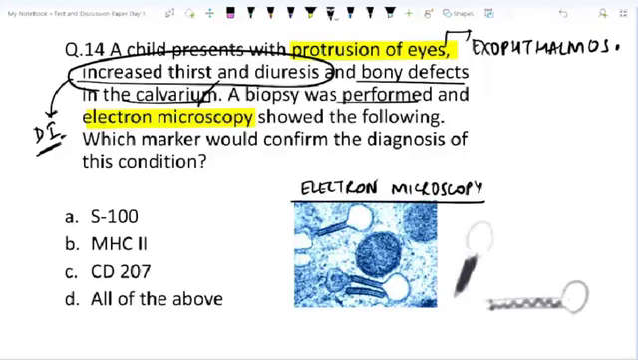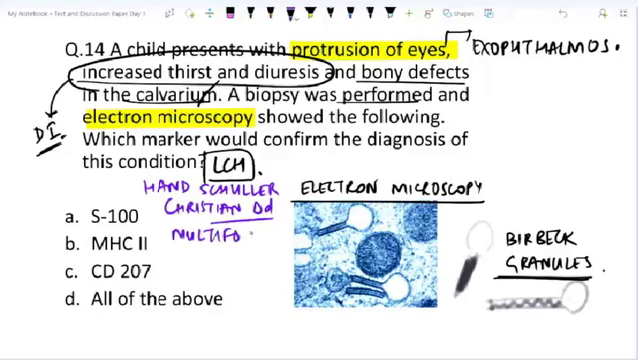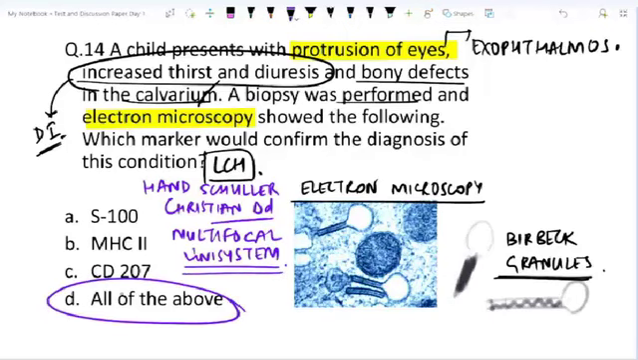Can you make out? All of these are basically Birbeck granules. These are Birbeck granules seen in Langerhans cells. So what we are looking at is LCH. We are looking at a case of LCH. And this triad that you see here is actually the Hand-Schüller-Christian triad, a triad of 3 findings. And since they are all in the skeletal system, this is a case of multifocal unisystem LCH. Multifocal unisystem LCH. And all of these are the markers.